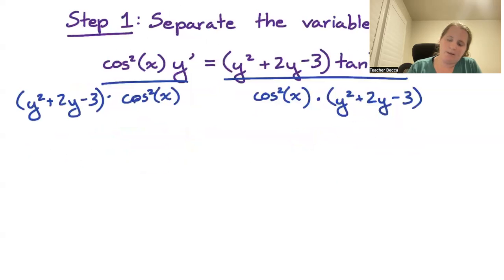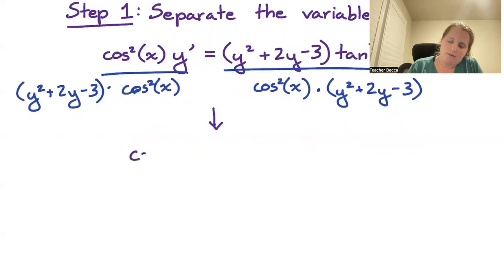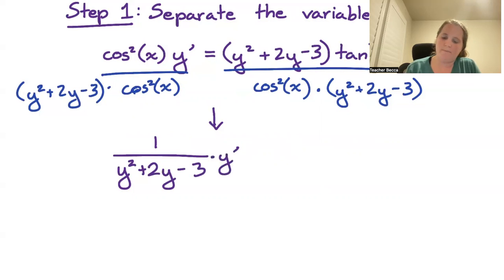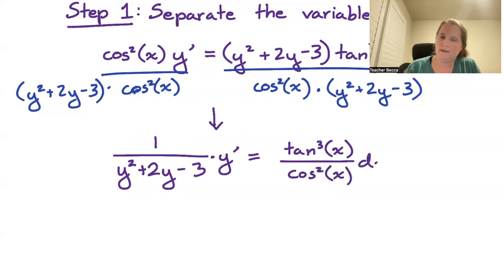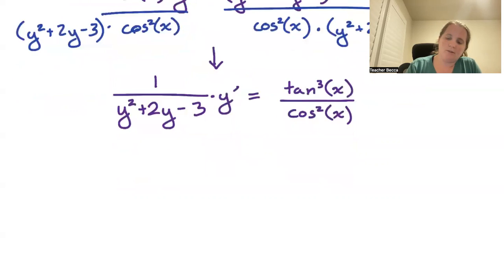So we wind up with 1 over y squared plus 2y minus 3 times y prime is equal to tangent cubed x over cosine squared x. Our step 2 was to integrate both sides.